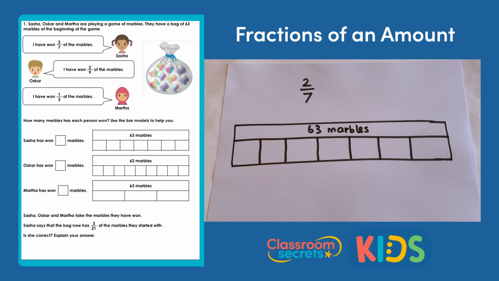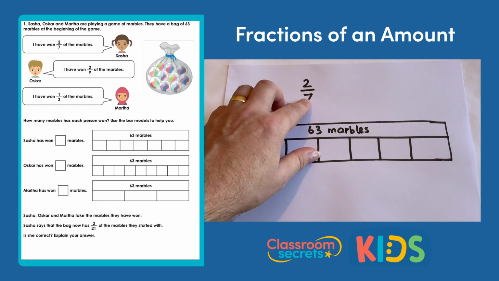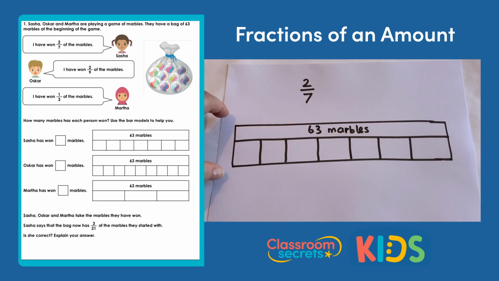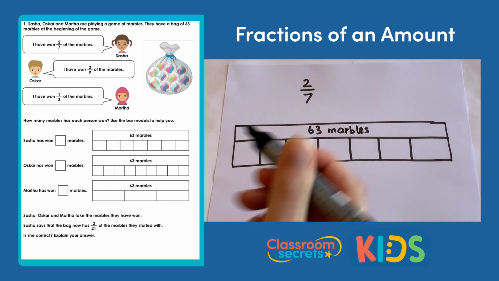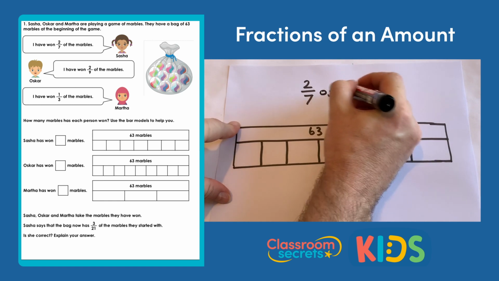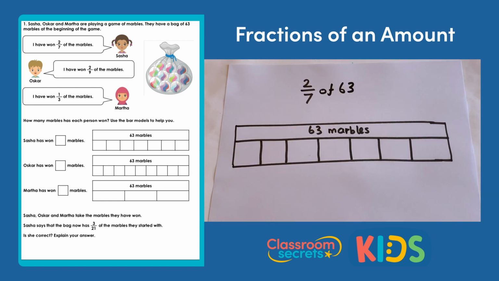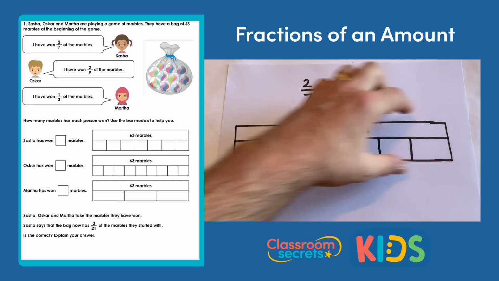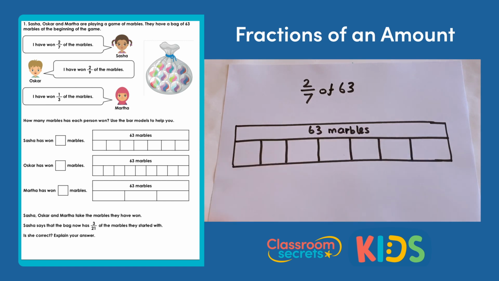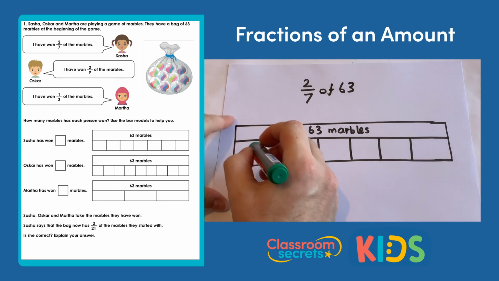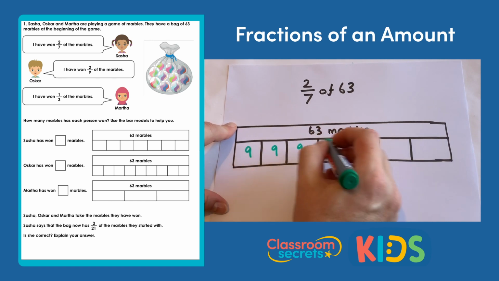So I'm going to start there with Sasha then. So Sasha says, I have won 2/7 of the marbles. So I've put 2/7 there. We've got our bar model, the whole amount, 63 marbles, and we're splitting it into sevenths. So 1, 2, 3, 4, 5, 6, 7. So we are working out 2/7 of 63. And on the bar model then, we've got our whole, which is 63 marbles, and we're going to divide those 63 marbles into 7 equal groups. So 63 divided by 7 is 9, so each of these sevenths will be 9 marbles.